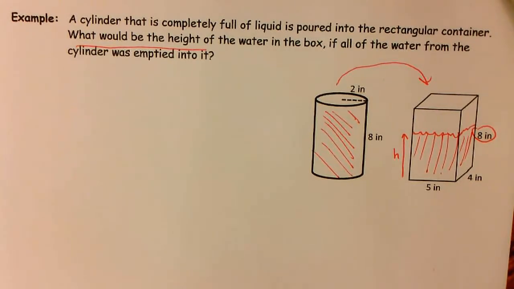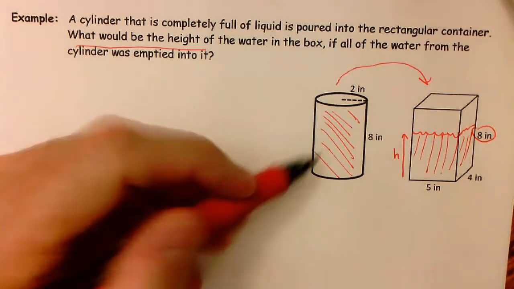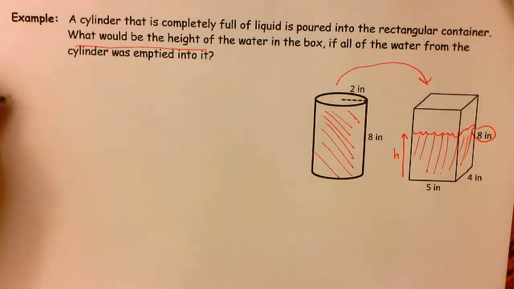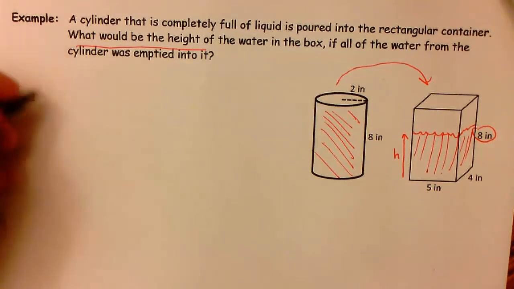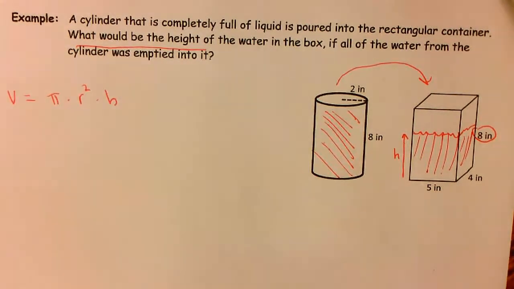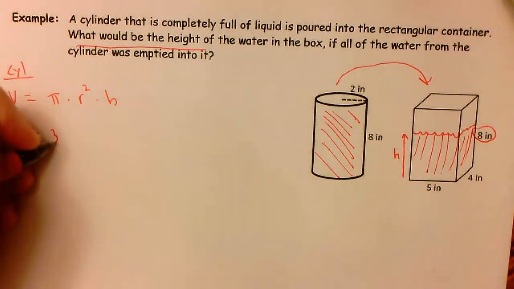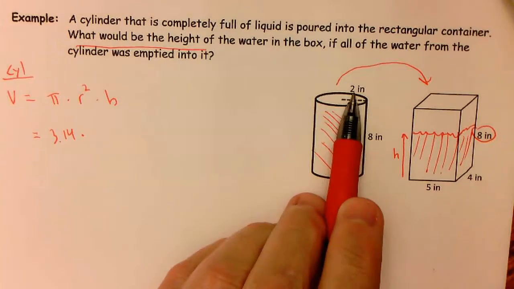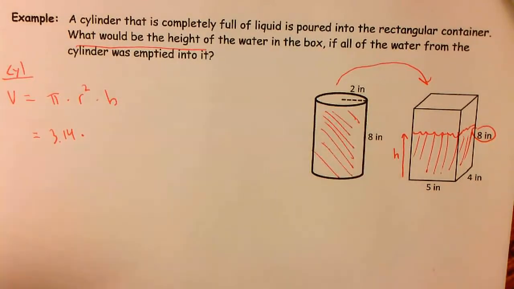So here's how you would do this. First, you would find the volume of the water in the cylinder. How much water is in that cylinder? And I know that's going to be pi times the radius squared times the height of the cylinder, right? This is the volume of the cylinder. So that would be 3.14. The radius is right here. It has a radius of 2.